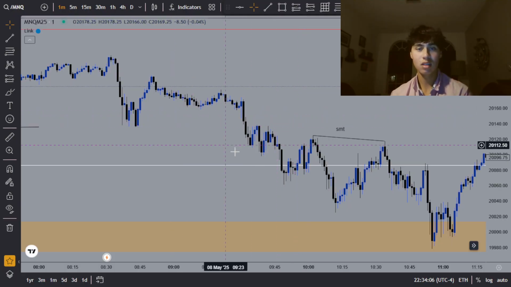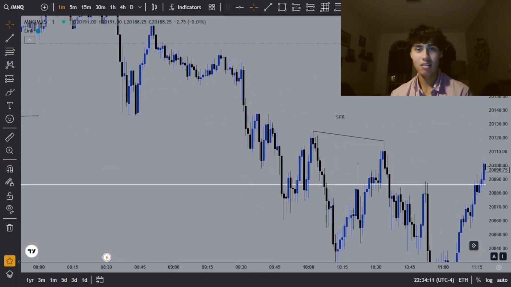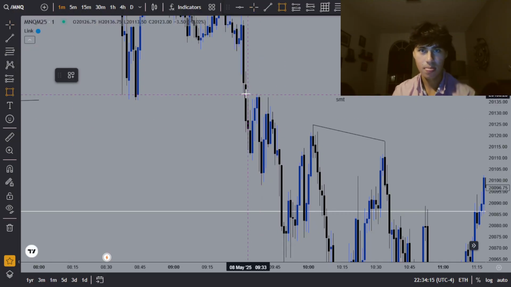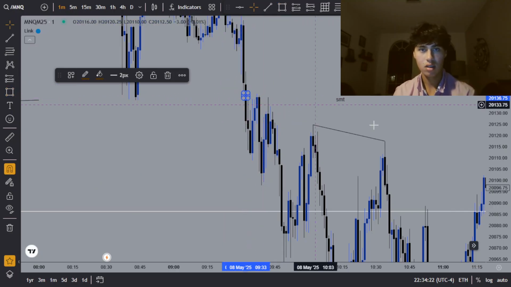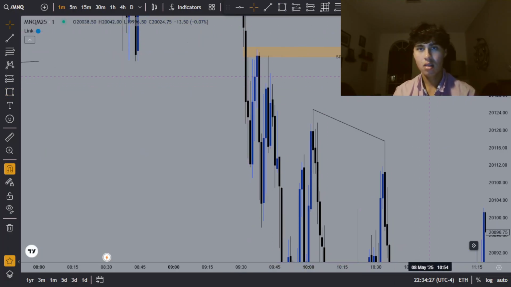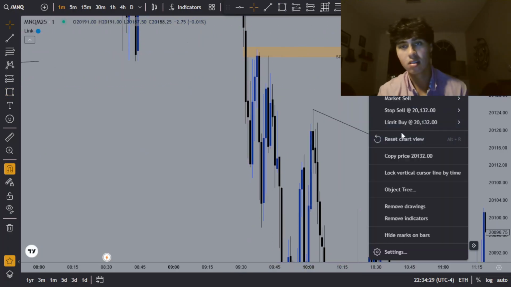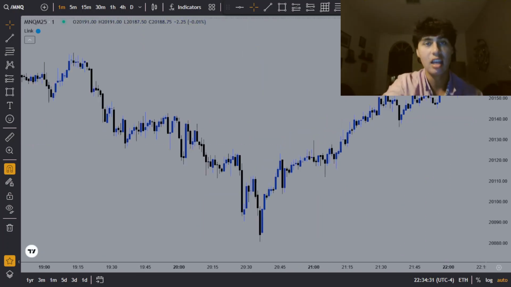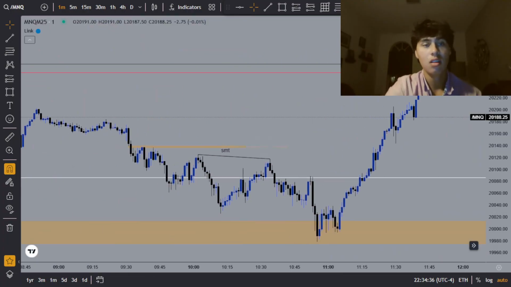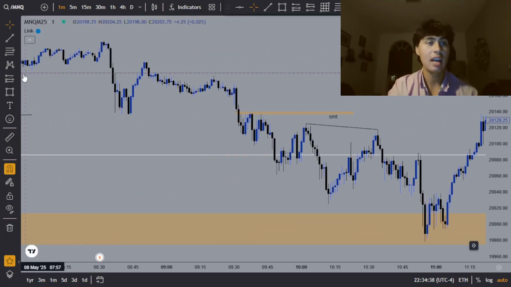After we swept this range, we retraced into the fair value gap, which I'll mark out real quick. It was right here. We retraced into this after we swept an internal range, and I am bullish until we reach my zone for a setup. So I had this marked out.